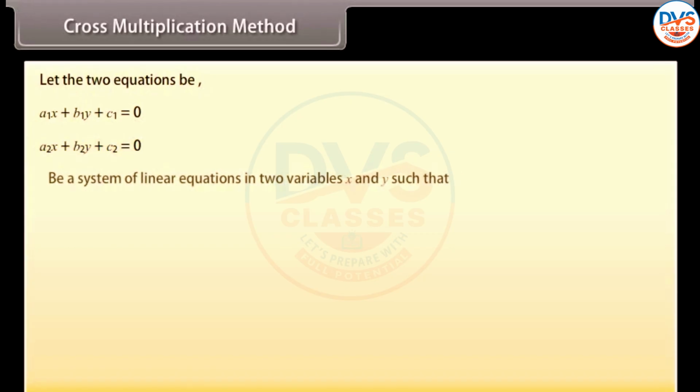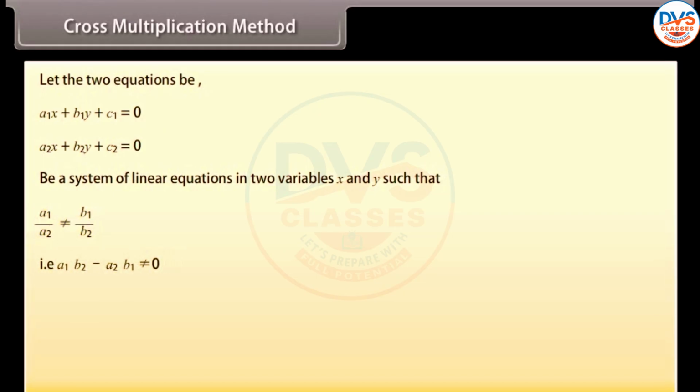Cross multiplication method. Let the two equations be a1x plus b1y plus c1 is equal to 0 and a2x plus b2y plus c2 is equal to 0, be a system of linear equations in two variables x and y such that a1 upon a2 is not equal to b1 upon b2. That is, a1 b2 minus a2 b1 is not equal to 0.